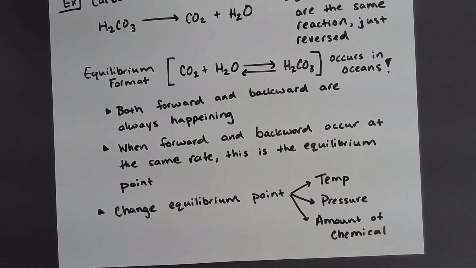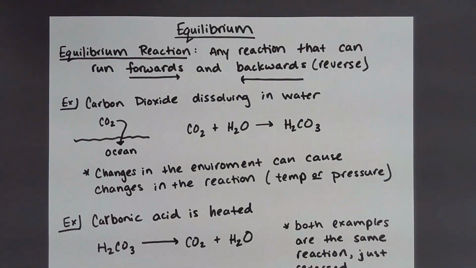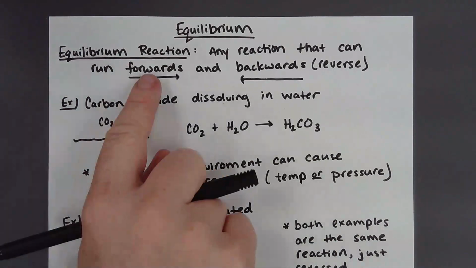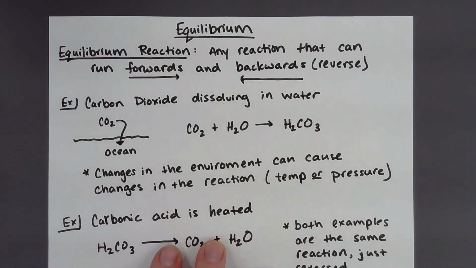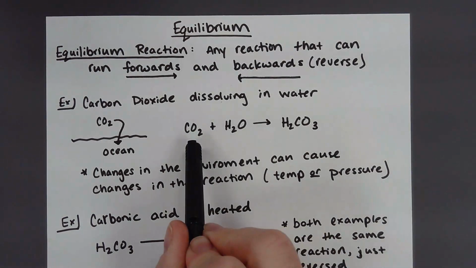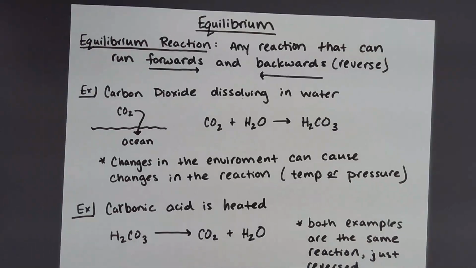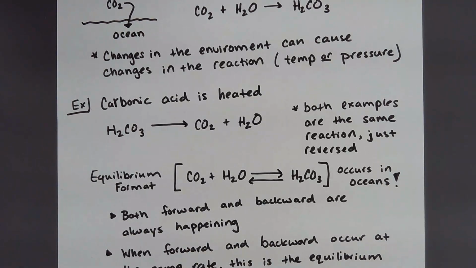So this is equilibrium in a nutshell. What you should have an understanding of is equilibrium is a type of chemical reaction. Specifically, it's a chemical reaction that can go both forwards and backwards. The example we covered today is the equilibrium reaction that occurs in the ocean. Water can absorb CO2 and form carbonic acid. Carbonic acid can also break down, releasing CO2 and water as it forms. Because we have both reactions, we can put them together in equilibrium format using that double arrow.